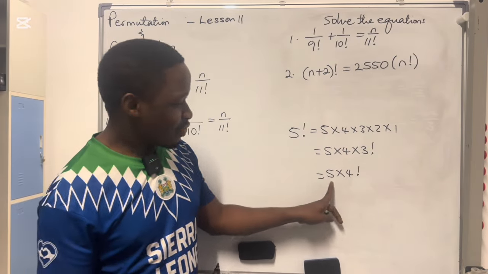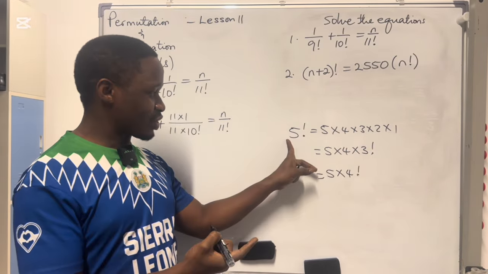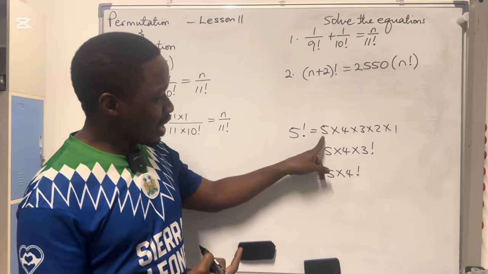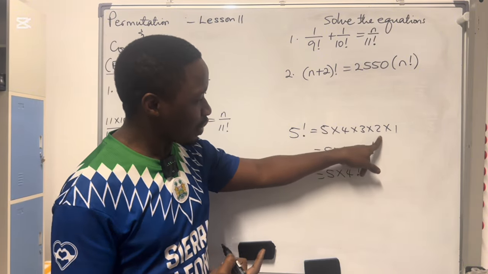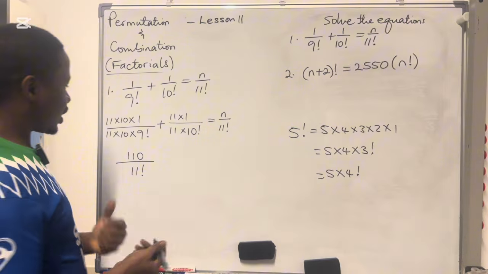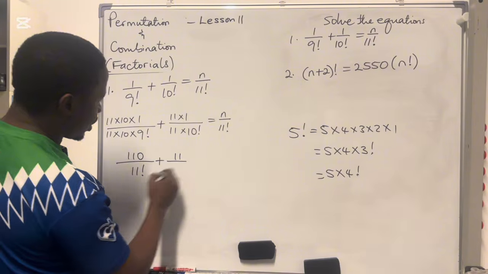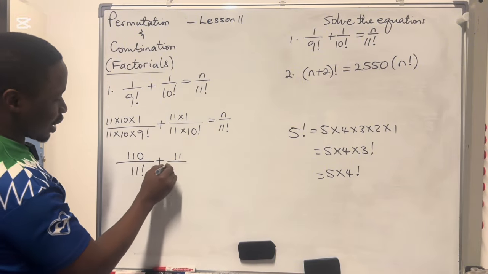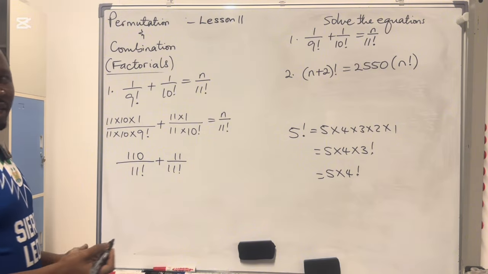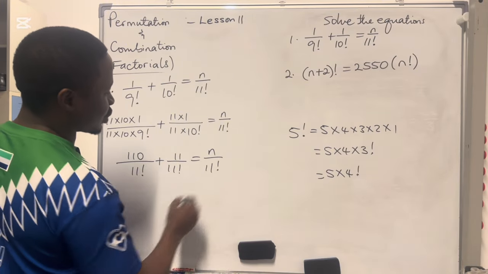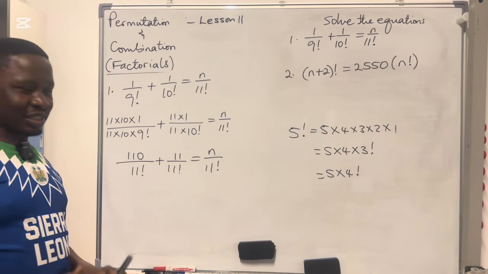Why? Because 5 times 4 factorial is 5 factorial. 5 times 4 times 3 factorial is 5 factorial. 5 times 4 times 3 times 2 factorial is 5 factorial. So 11 times 1 is 11. 11 times 10 factorial is 11 factorial, which is n over 11 factorial. I hope you get it nice, right?